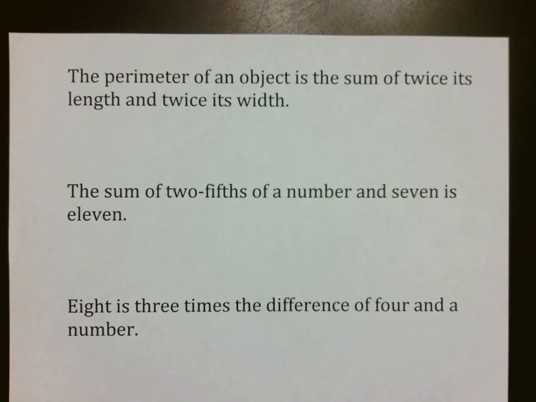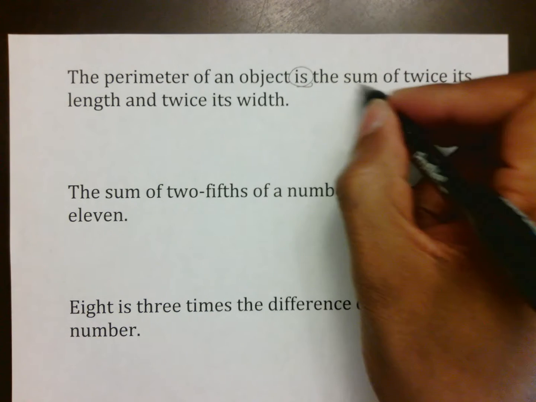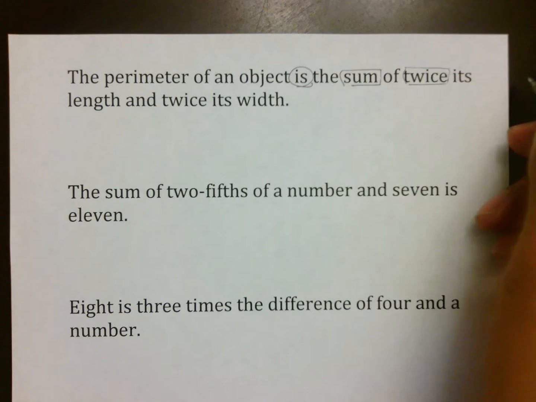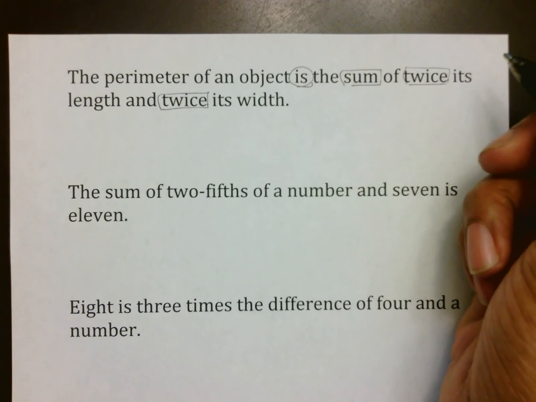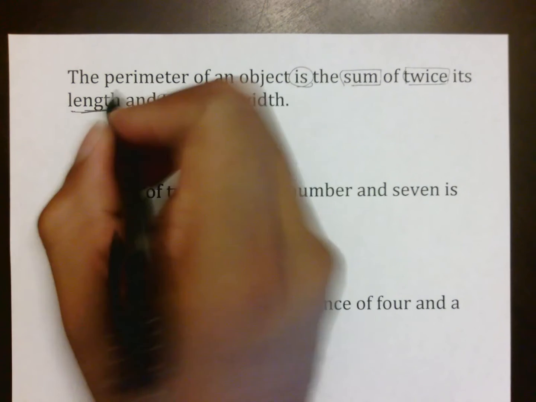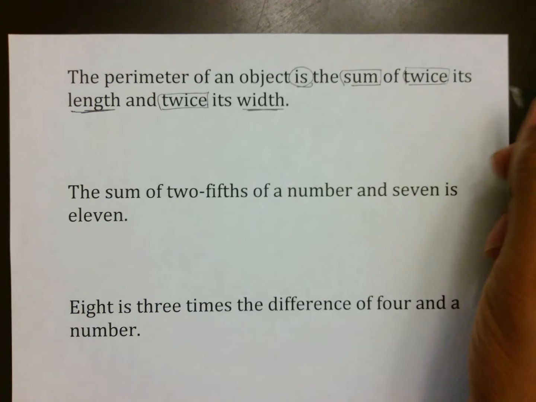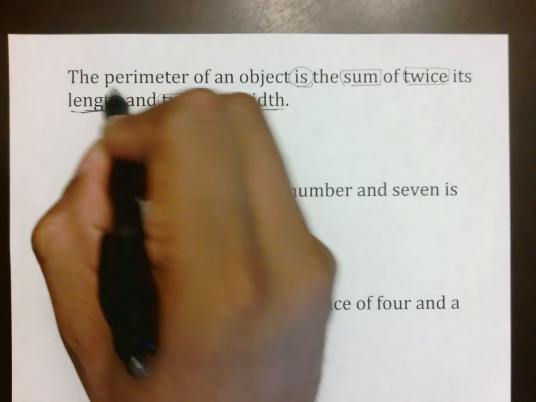The perimeter of an object is the sum of twice its length and twice its width. So here again, you're talking about "is." Here is your equals. You have an operation word here. Remember that "twice" is also its own operation word. Twice is an operation word here. What we're talking about is twice its length, so we probably want to use an L for that, and twice its width, which means we probably want to use a W for that. And again, the part in front of "is," the perimeter of an object, we'll probably use P.